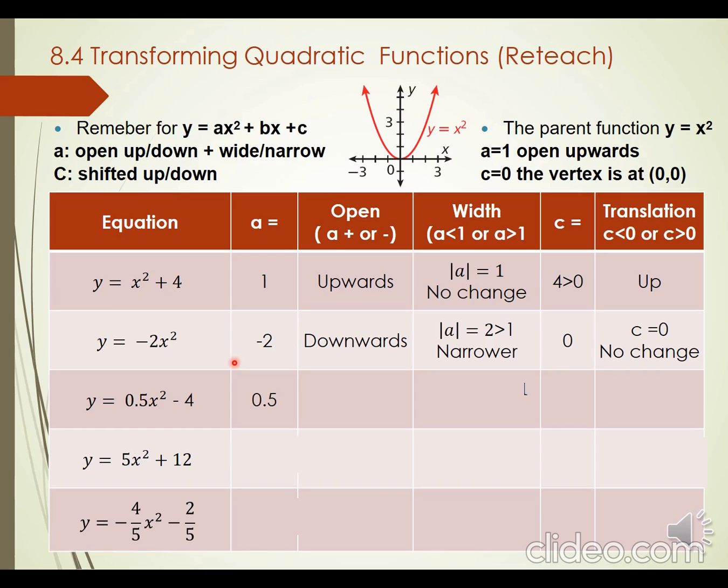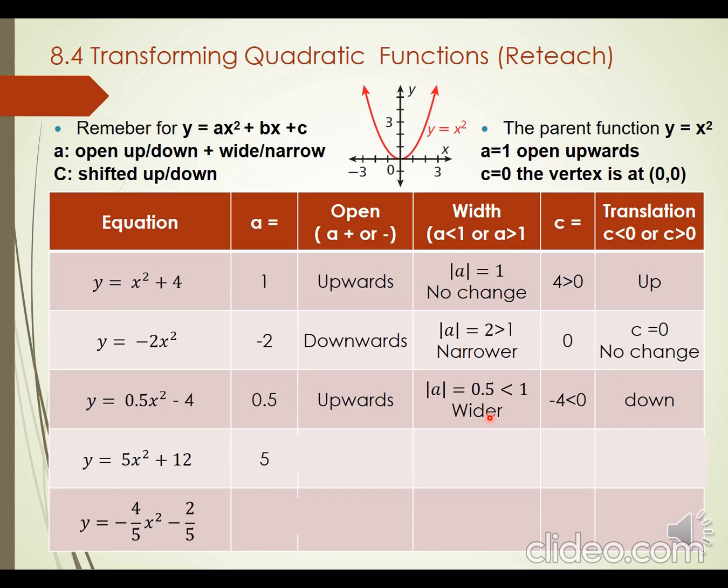Here we have 0.5. Since it's positive, it's going to open upwards. And since it's less than 1, it's going to be wider. Remember this. If it's less than 1, it's going to be wider. C is -4. It's less than 0, so it's going to be shifted down.